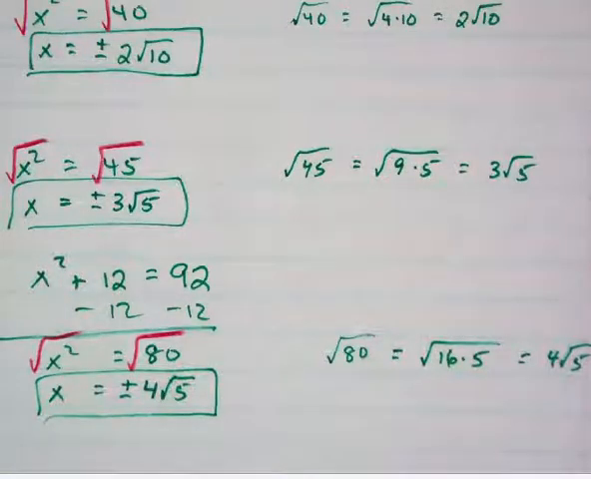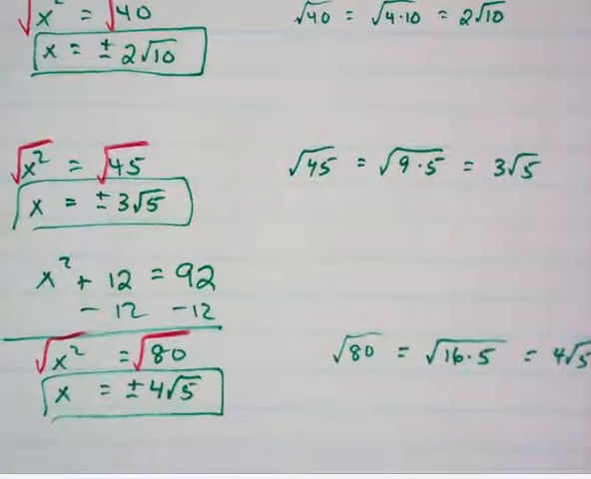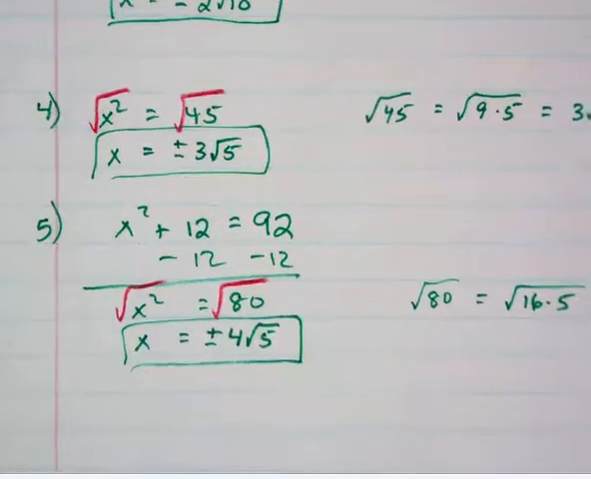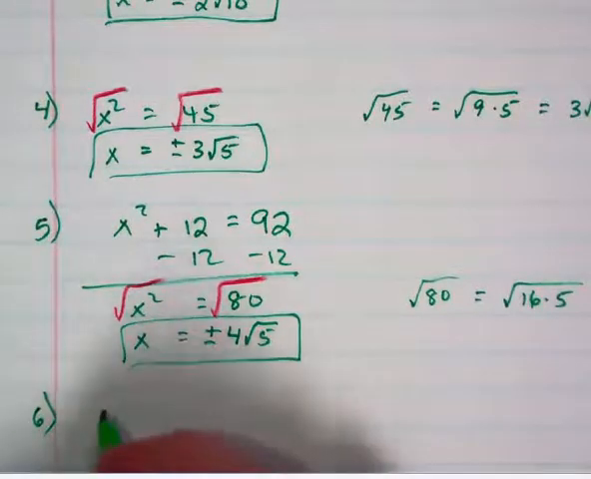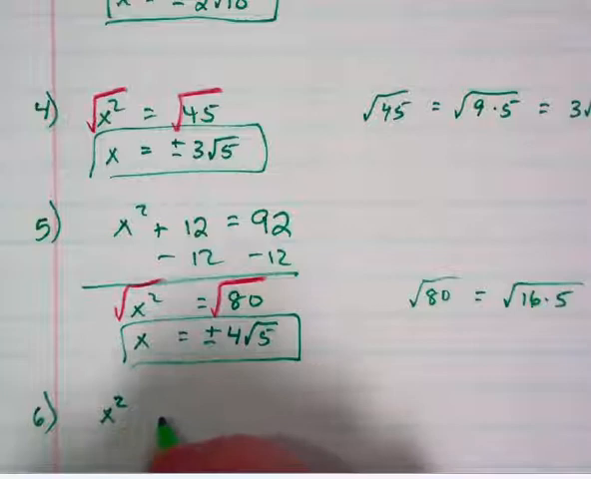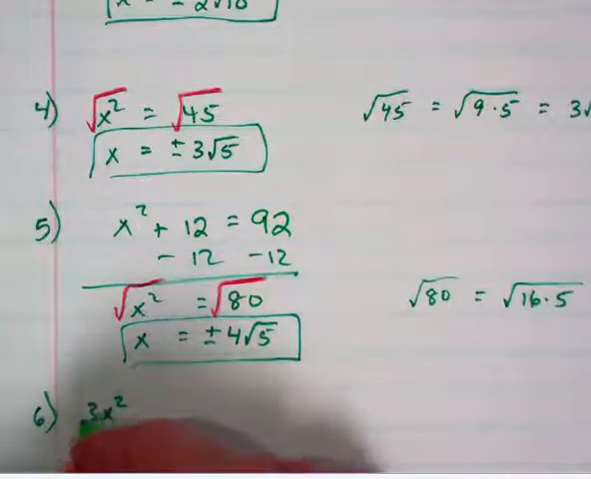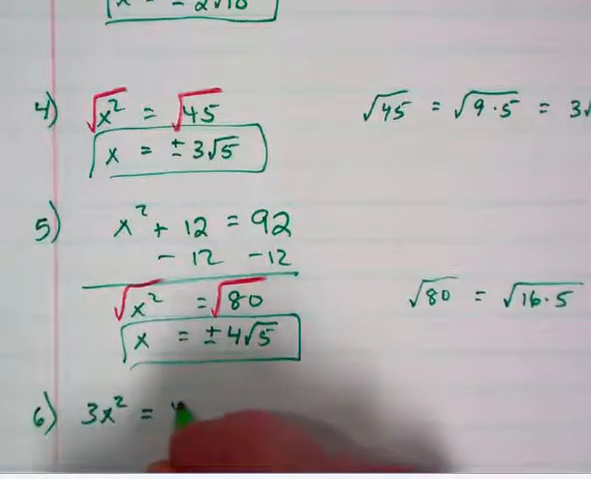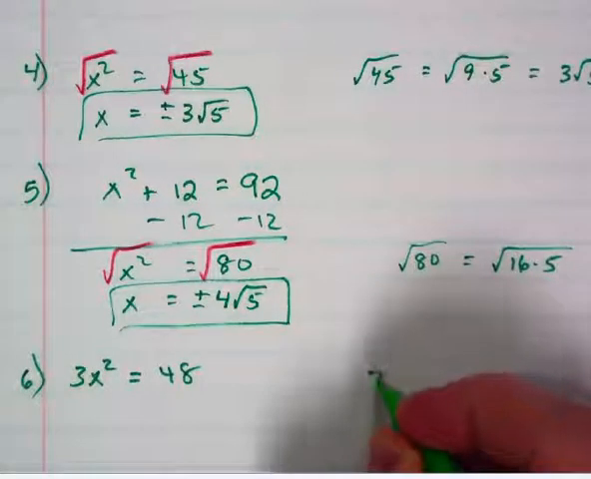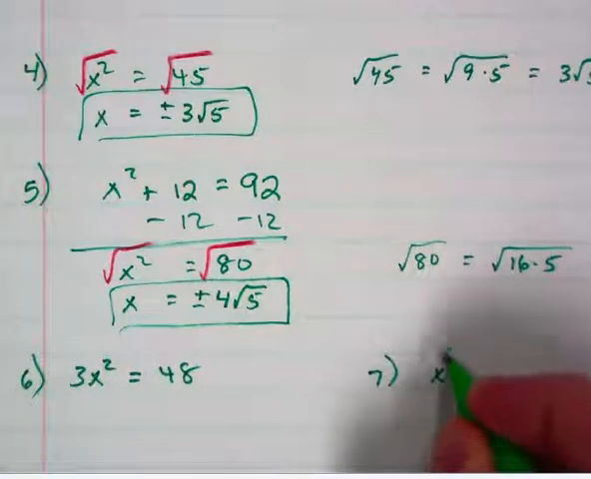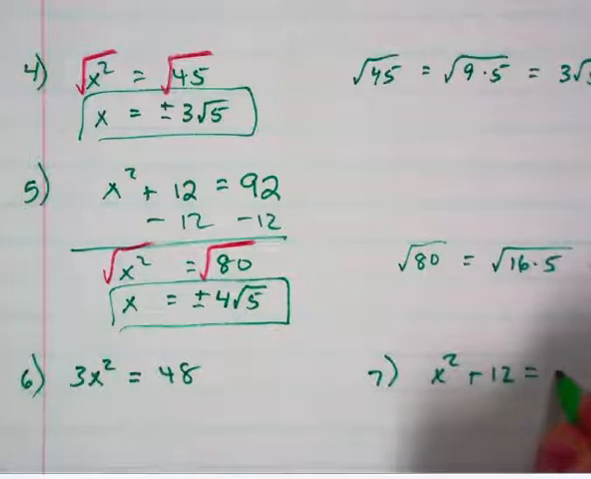So I will just give you a couple to attempt and come into class ready with any questions or concerns or whatever you might need. So let's have you do 3x squared equals 48. Okay, and then let's also do x squared plus 12 equals 92.